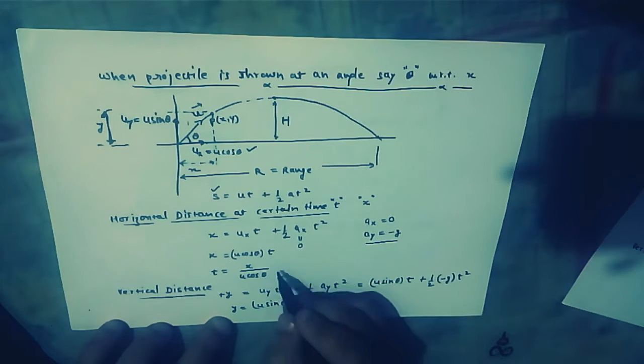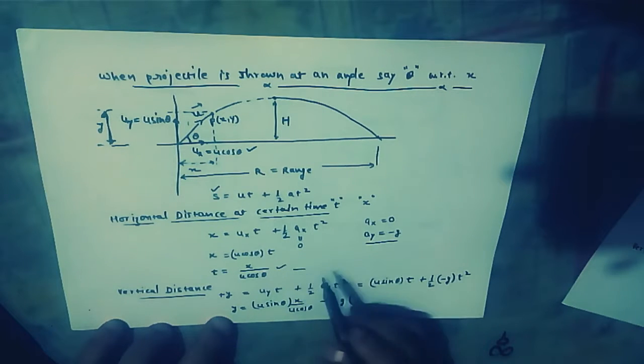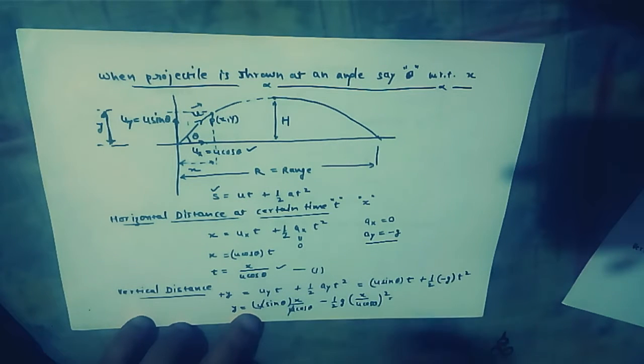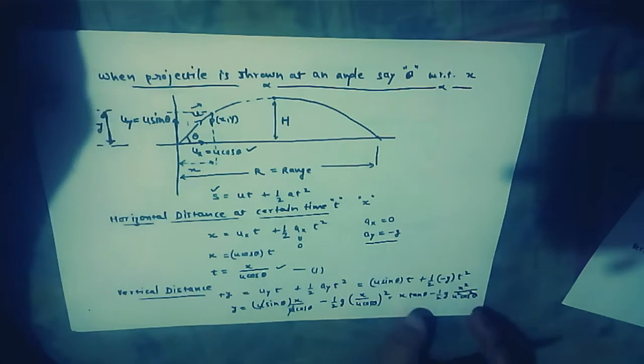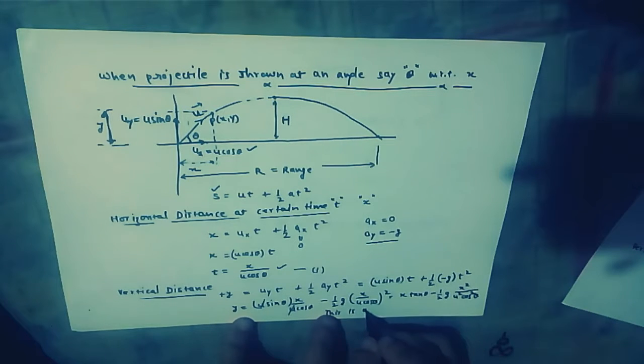If you put the value of t from equation 1, that would be u sin theta times x divided by u cos theta, minus half g times x divided by u cos theta, whole square. So u would be cancelled here, so that would be x tan theta, since sin by cos theta is tan theta, minus half g x square upon u square cos square theta. So this is the equation. This is also a parabola, right? So this then is the equation of a parabola.